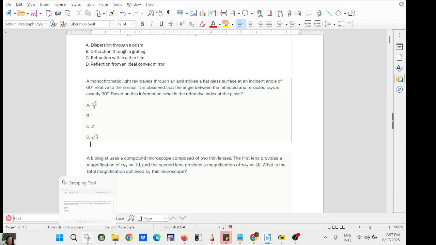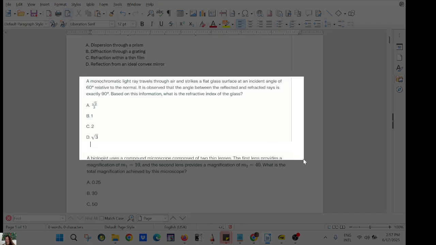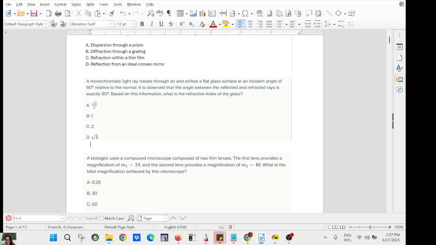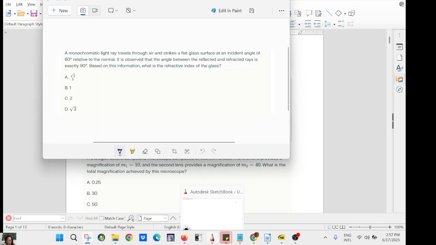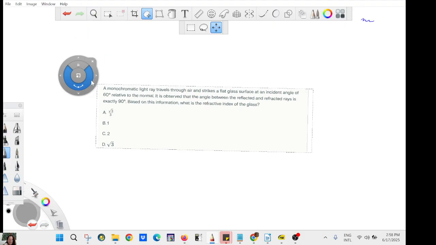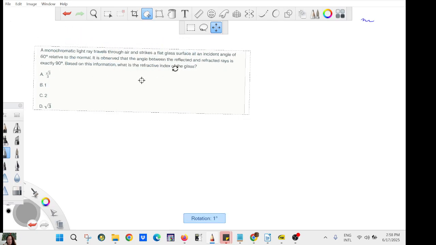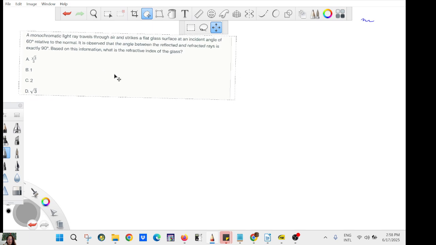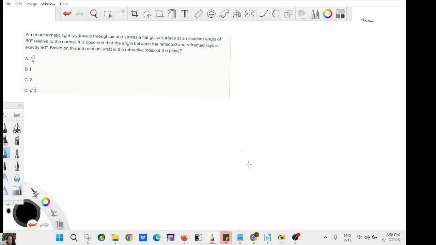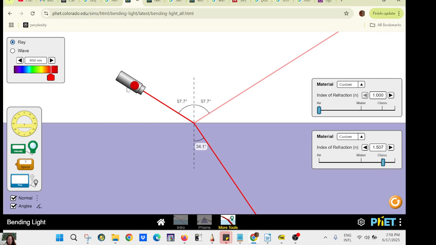That question requires that you don't jump on the equation, Snell's law, but you need to do a drawing first. So again, you can pause the video and try to do it. If you want a better understanding, you can always use this free PhET simulation.